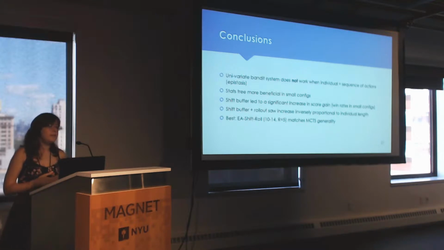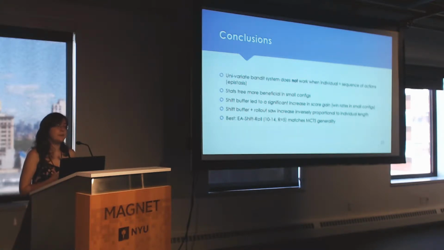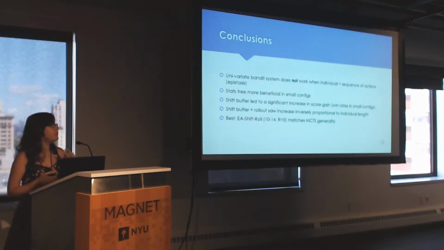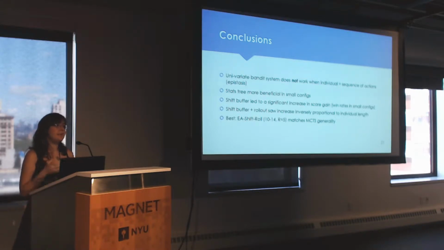So to conclude, our Bandit system did not work because of this idea that sequences of actions have a different meaning that the system was not able to handle. The statistical tree turned out to be most beneficial in lower configurations, while the shift buffer increased the scores that the agents were able to achieve in the games quite significantly. Then we also saw that the shift buffer with the rollout enhancements saw an increase in performance inversely proportional to the individual length. So the more rollouts we could do, the better.